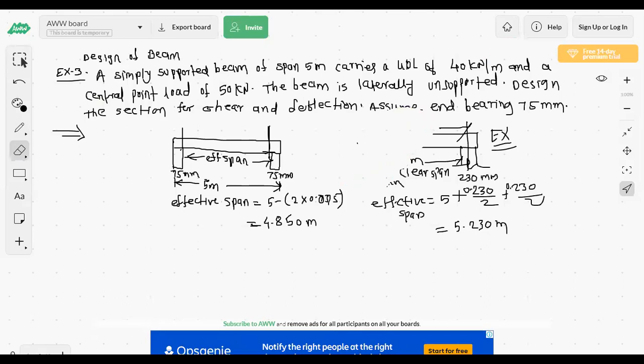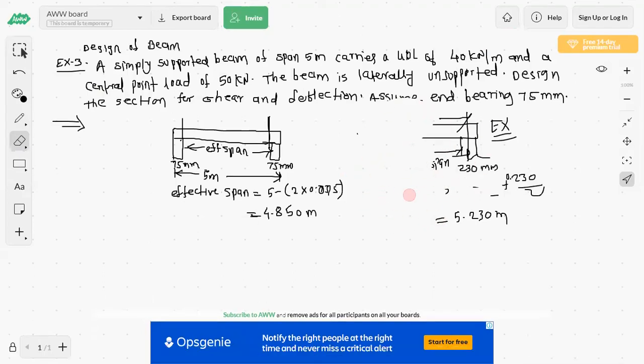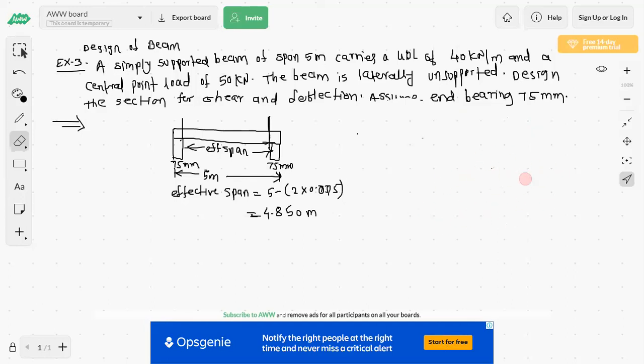Okay, so effective span. Sonali has asked me one question. Effective span means center to center distance. Correct. Effective span is nothing but the center to center distance. But in this problem statement, the end bearings are given, so those end bearings we have to subtract here.